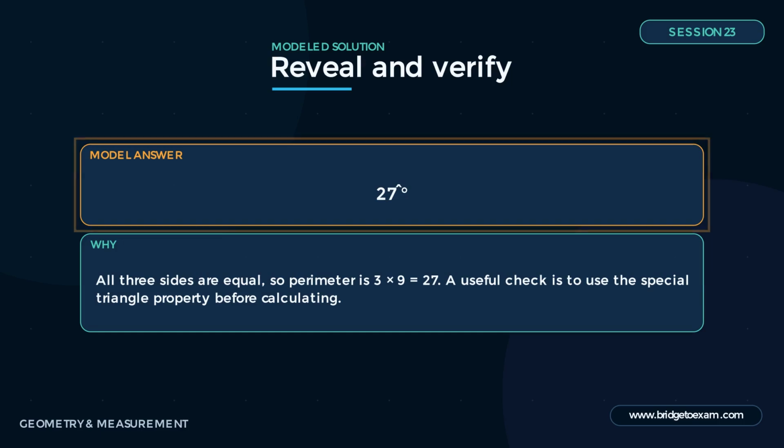The model answer is 27 degrees. All three sides are equal, so perimeter is 3 times 9 equals 27. A useful check is to use the special triangle property before calculating. Use this coaching check as well. Treat diagram markings as evidence. A shape that merely looks isosceles or right does not guarantee those properties.